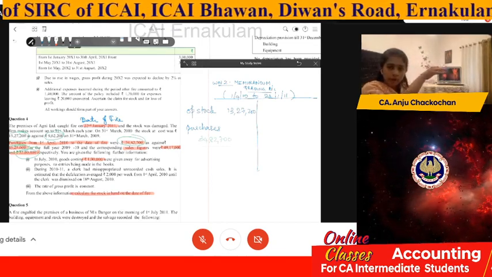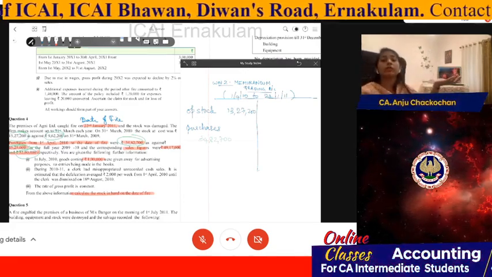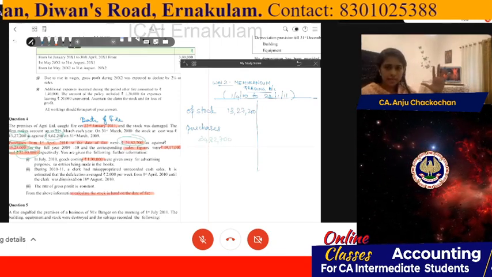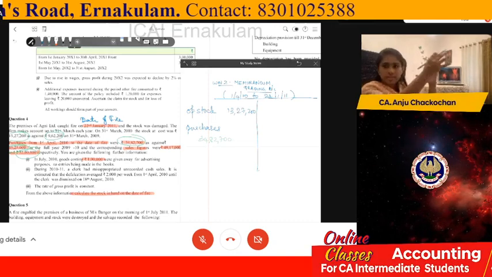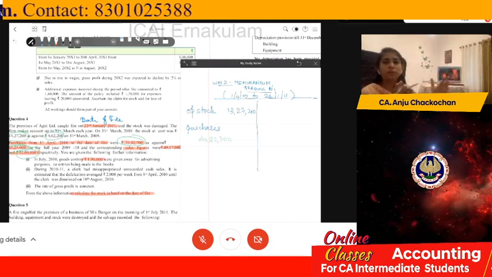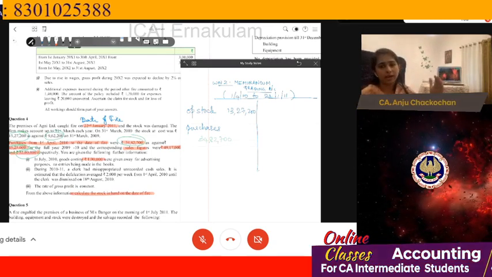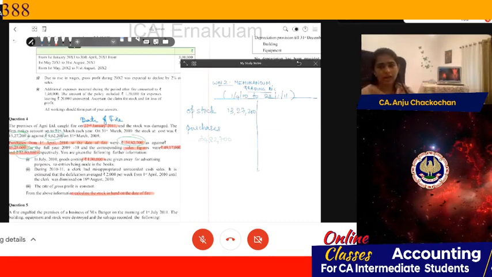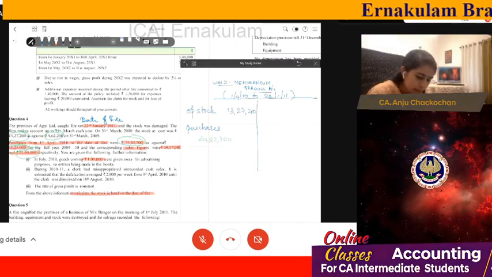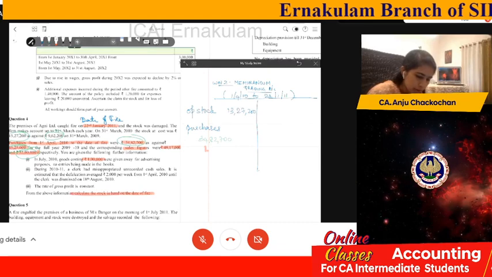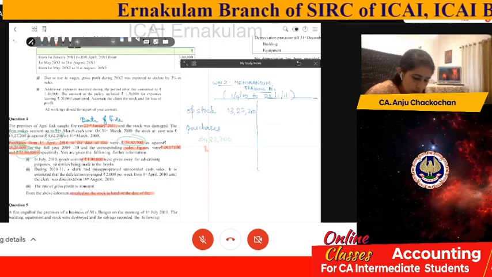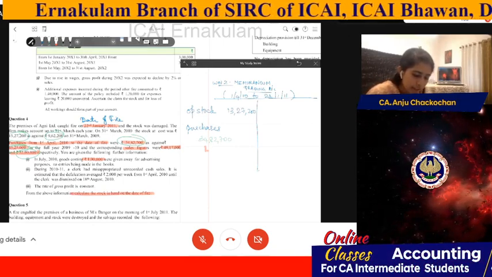So you will have to reduce this amount from purchases, and this will be treated as an indirect expense in your P&L. I repeat, advertisement expense. The amount is taken from the purchases, and that journal entry is not yet made. So you will have to reduce it from the purchases and charge it in the P&L. But for now, you just have to prepare the trading account, so I'm doing only that part. I'm reducing 1 lakh from here, so I'll get the effective purchase.